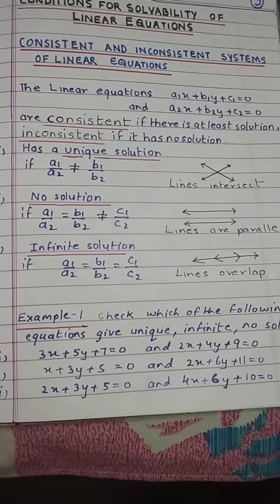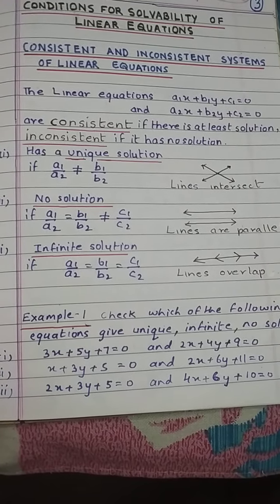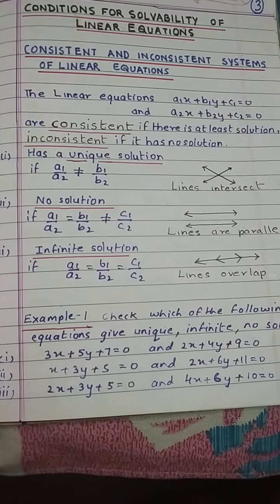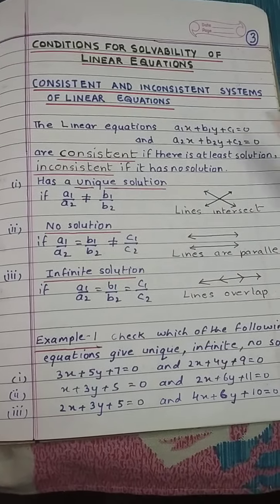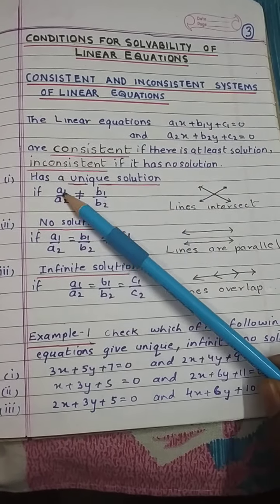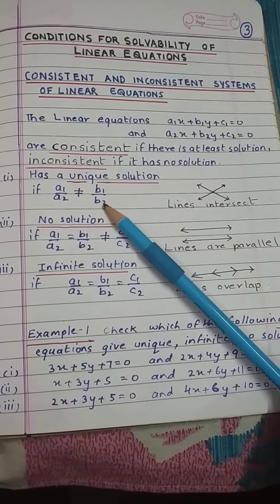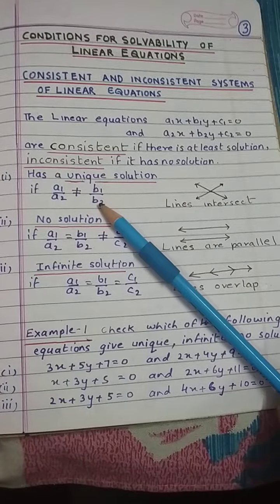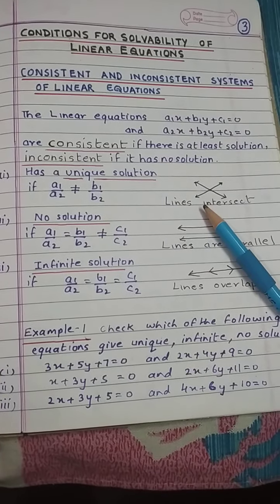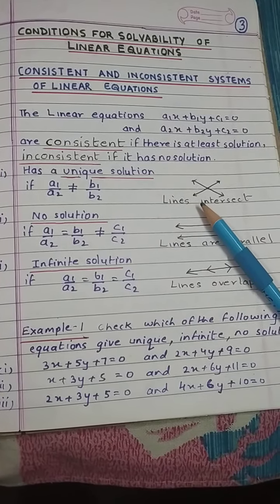What is the condition that it is going to have only one solution, no solution, or infinite solutions? The condition for a unique solution is a1 upon a2 is not equal to b1 upon b2. The ratios of coefficients are not equal. In this case, the lines will intersect each other.